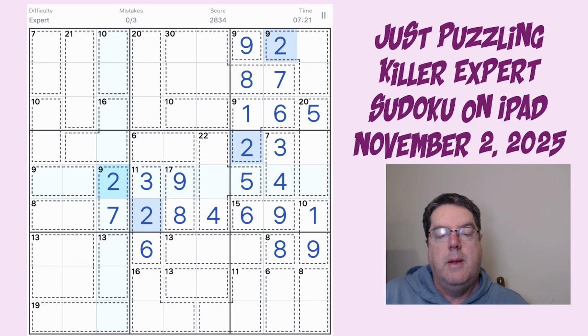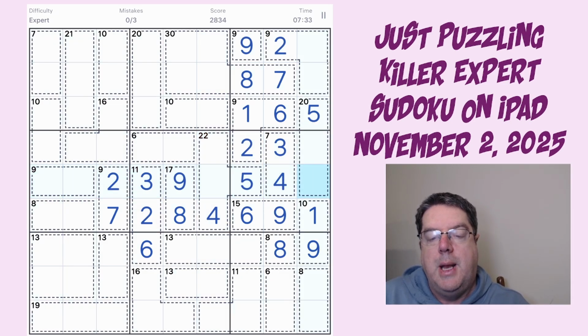And 7 there, 9 and 1. So 1 can't be here because that would add up to 10, which would make that a 12. So 1 and 8 here, which means that can't be an 8, so that's a 7, leaving this to be an 8.